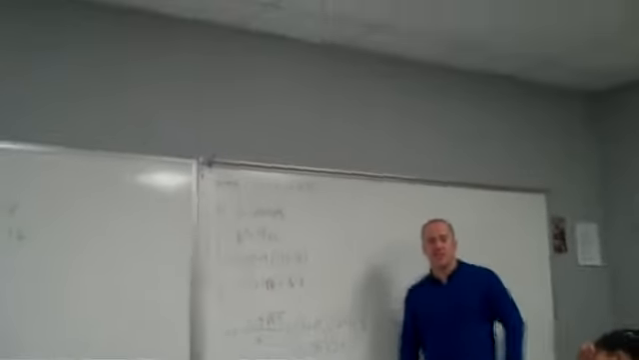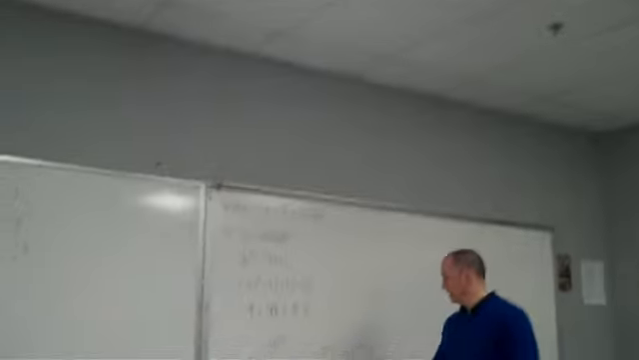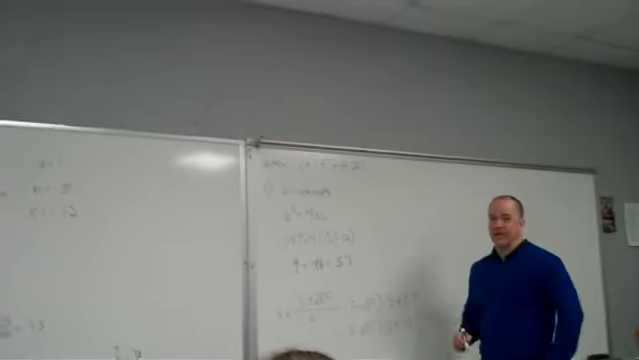What's 3 minus the square root of 57 divided by 2? Negative 2.3. And then you can graph it.